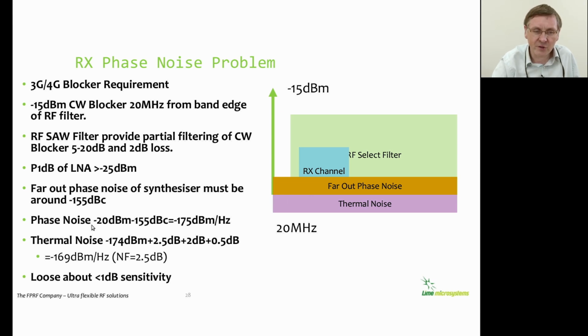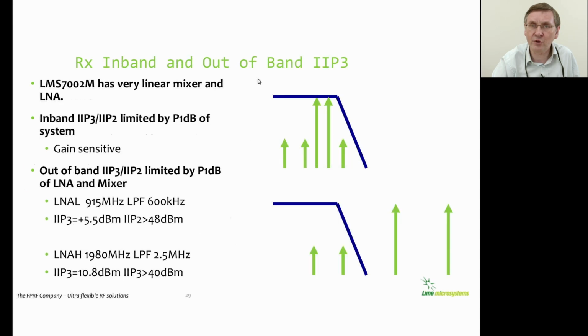So again, we can do some very simple calculations. With a 20 dBm input signal, we're assuming that the filter is reducing the input signal by 5 dB. And with 155 dBc phase noise, that's coming out at about minus 175 dBm per hertz. And our thermal noise is about minus 170. So we're losing about 1 dB of sensitivity in the receiver when the CW blocker is present.